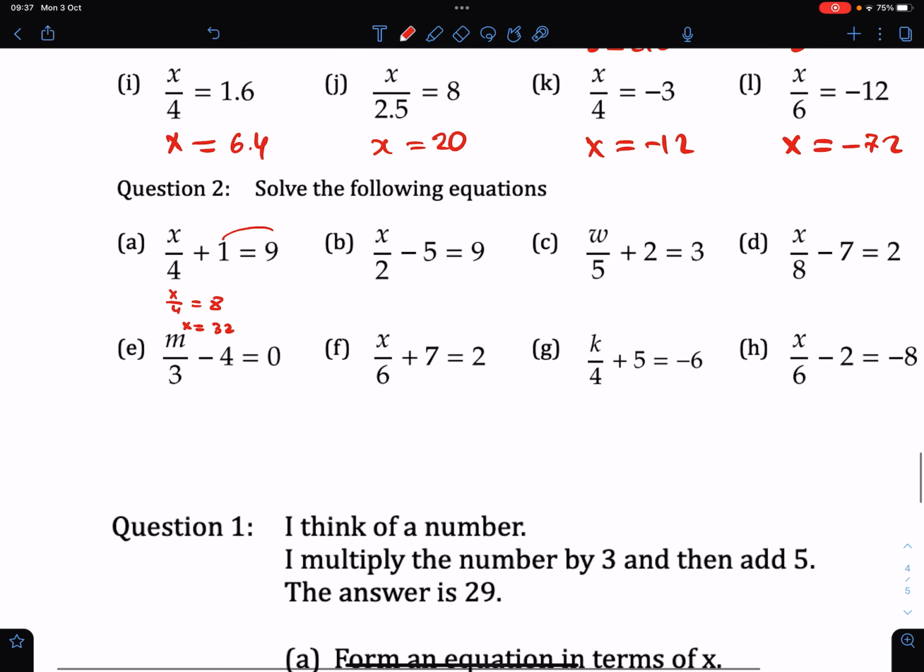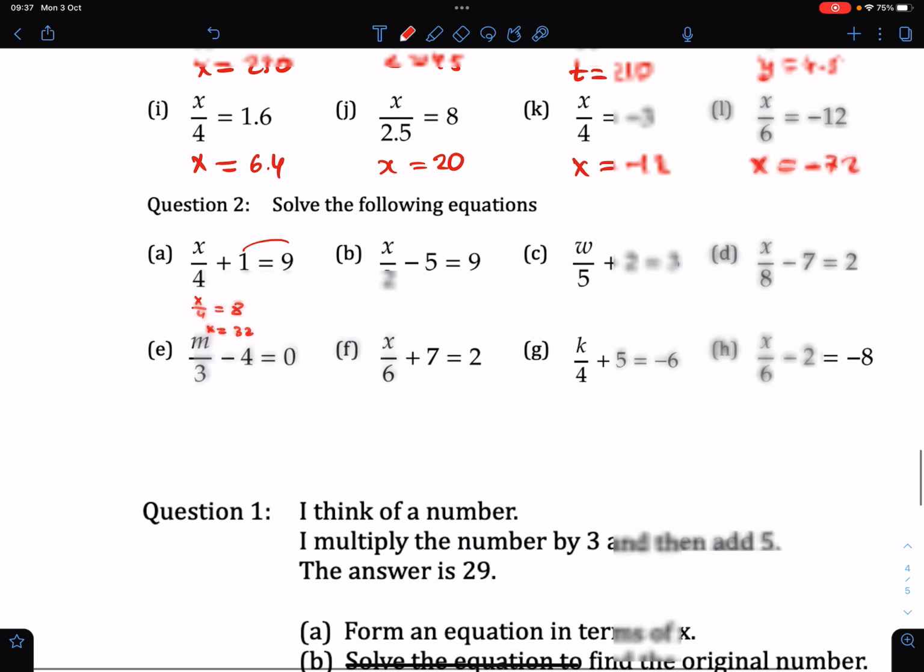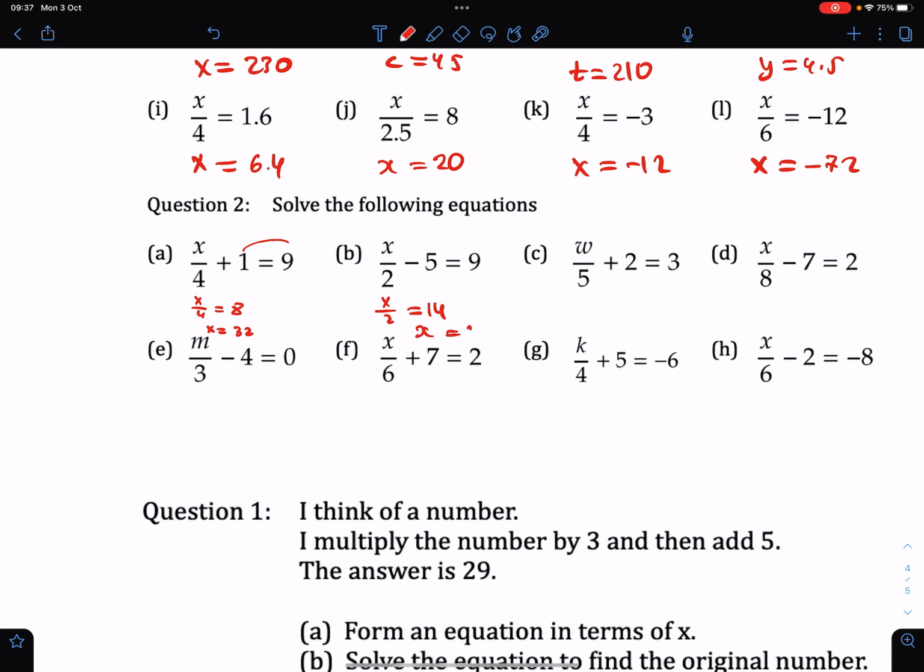We're going to continue, again the same pattern. X over 2 minus 5 equals 9. So that means x over 2 equals, first what? 14. So x over 2 equals 14, then x equals 28.